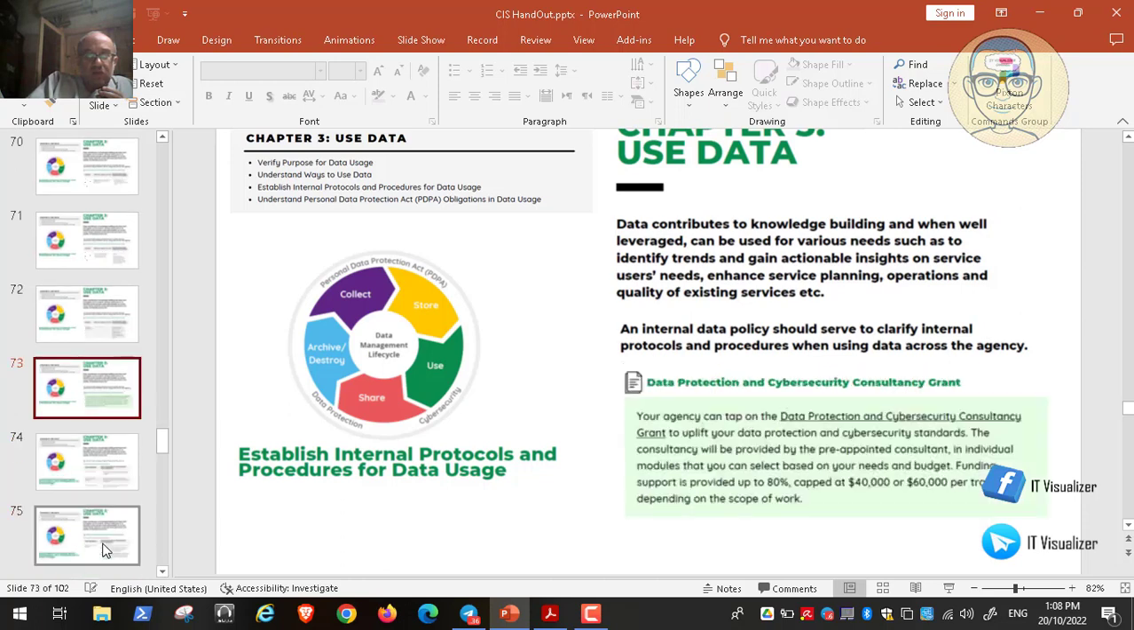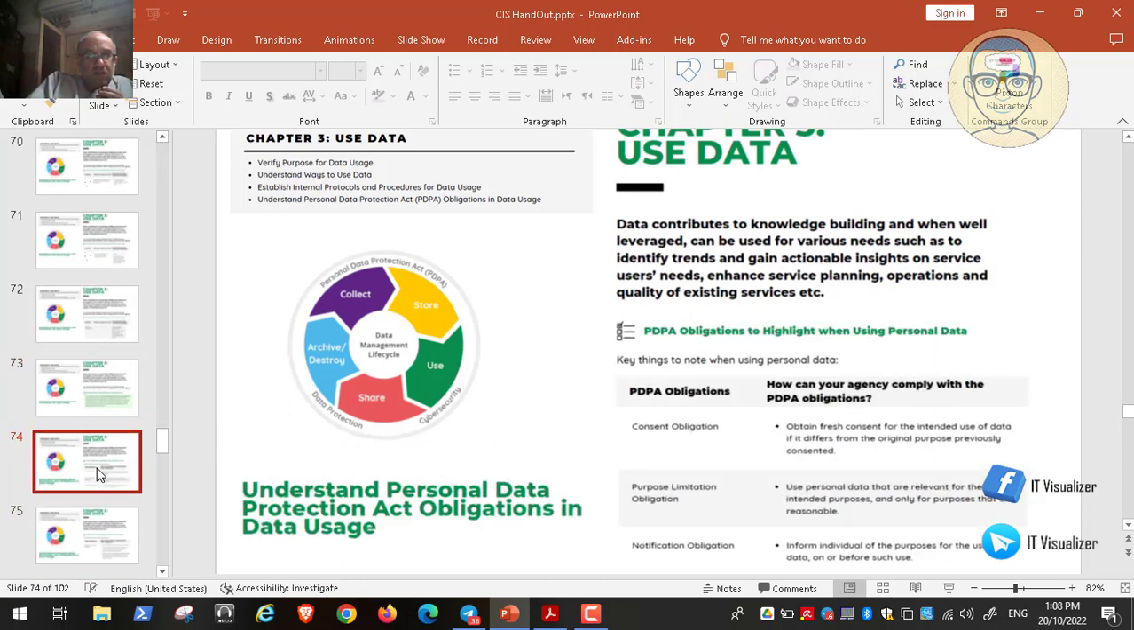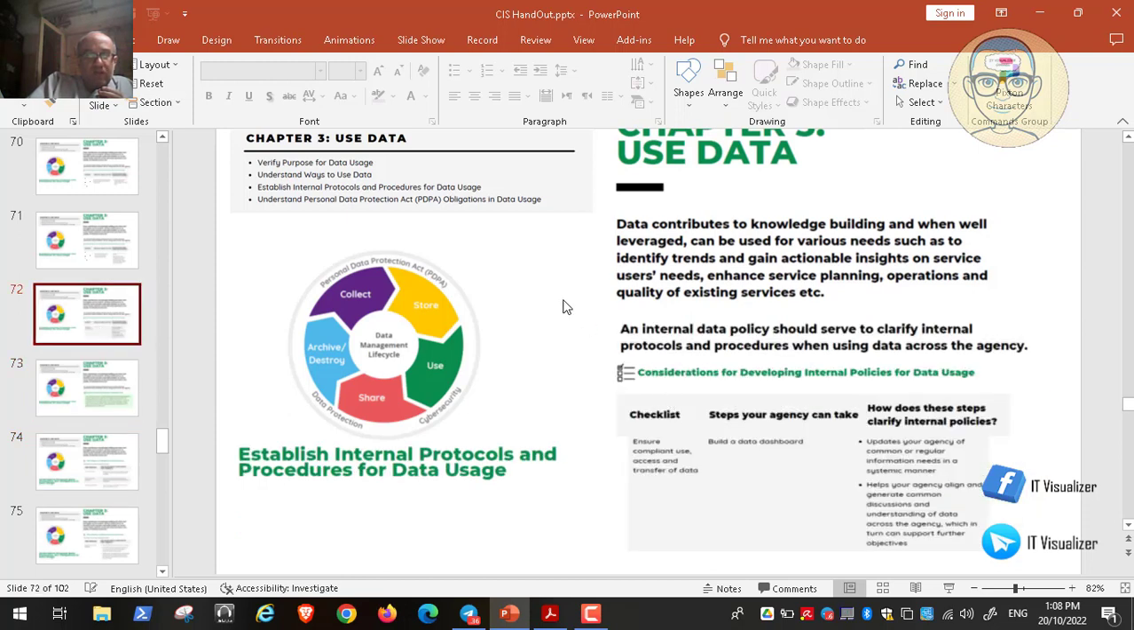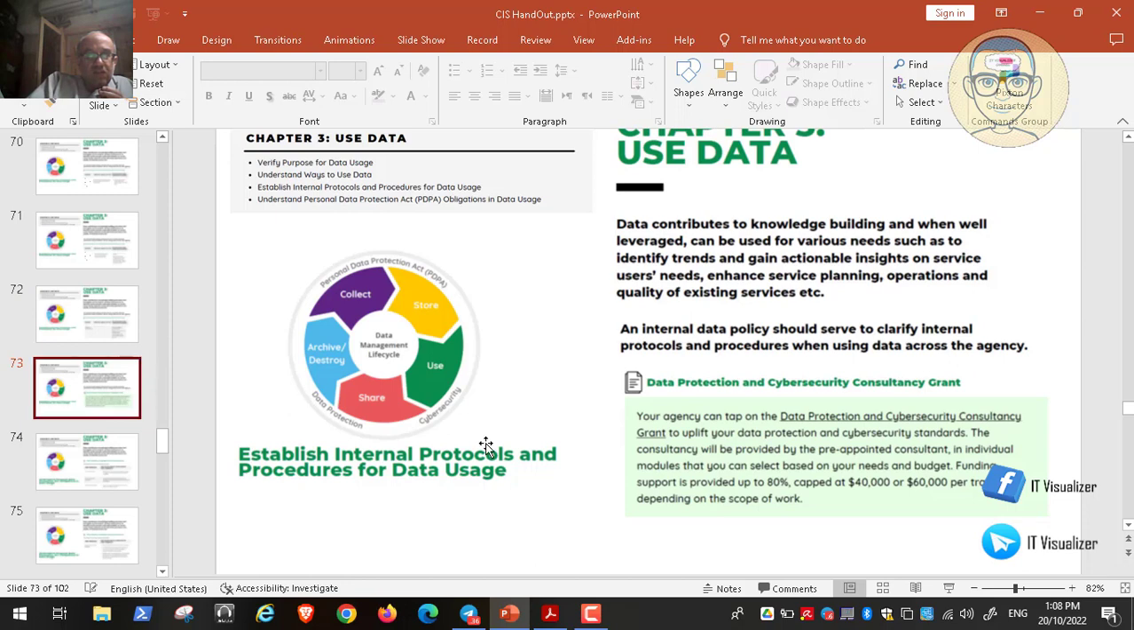So we have this. Let's go further here. This is the last thing here. We have discussed establishing internal protocols and procedures for data usage, and the last thing he is suggesting is that you should hire a data protection and cybersecurity consultant. If you could, you should hire one that is specialized in protecting data.